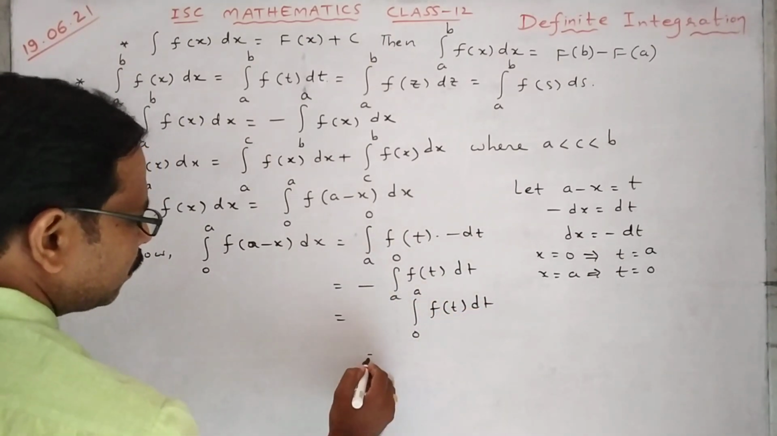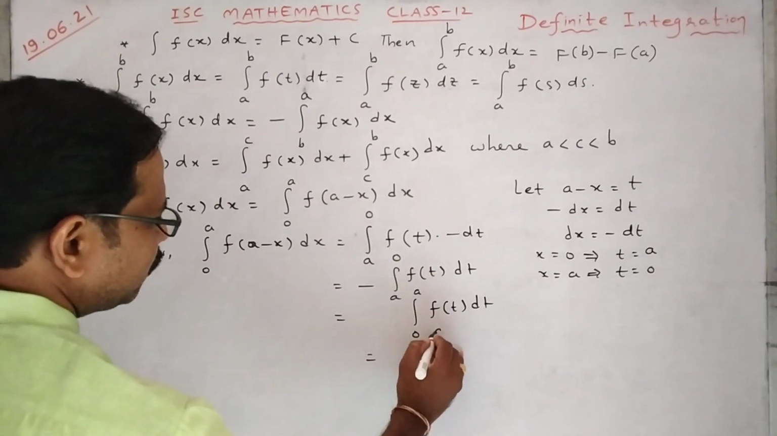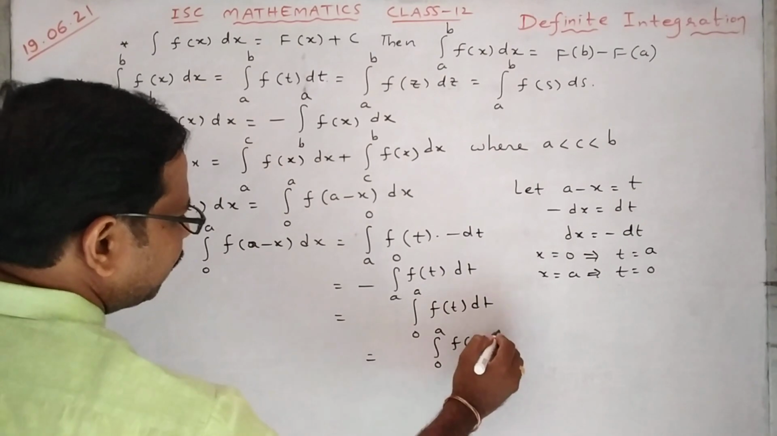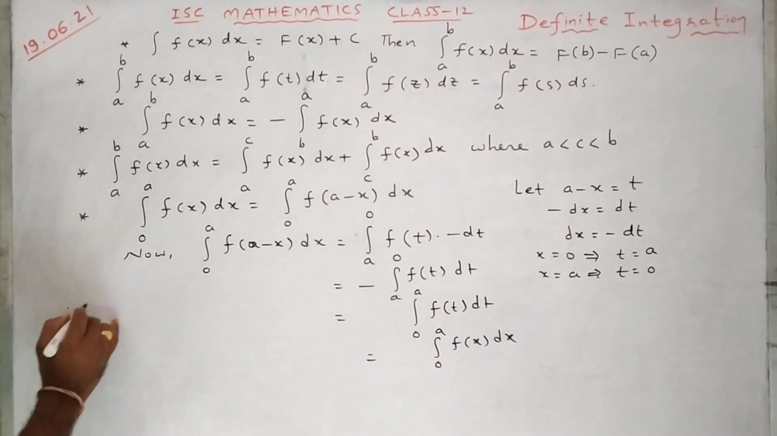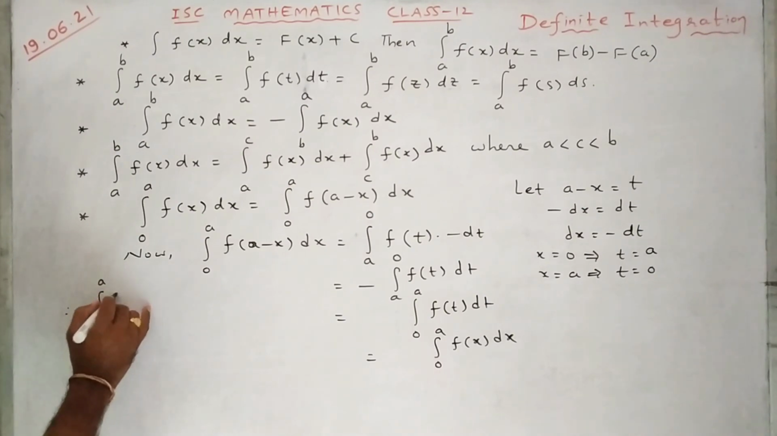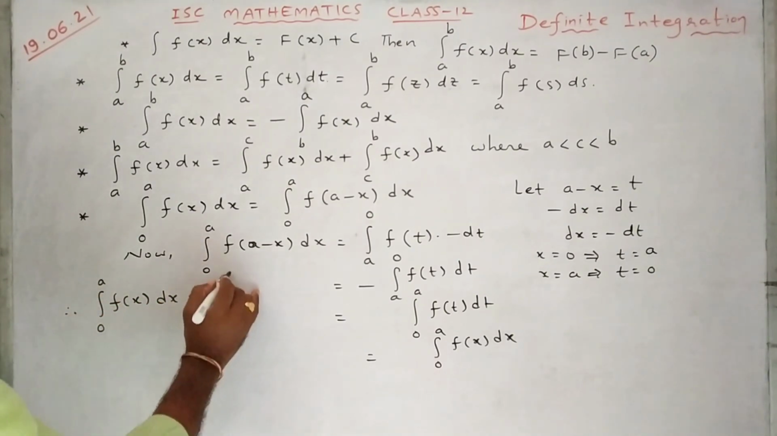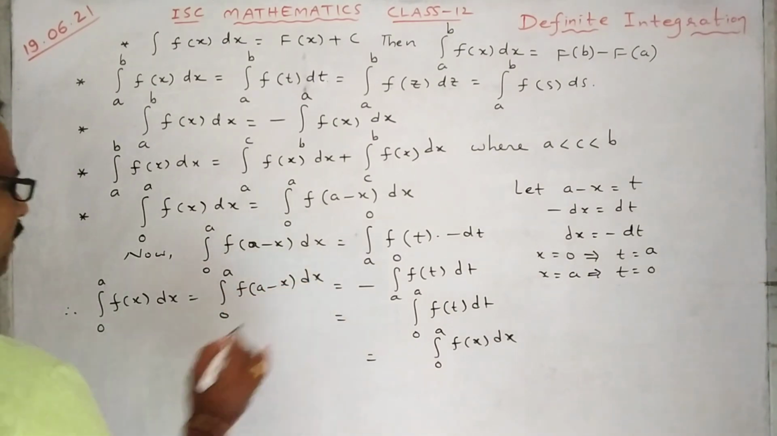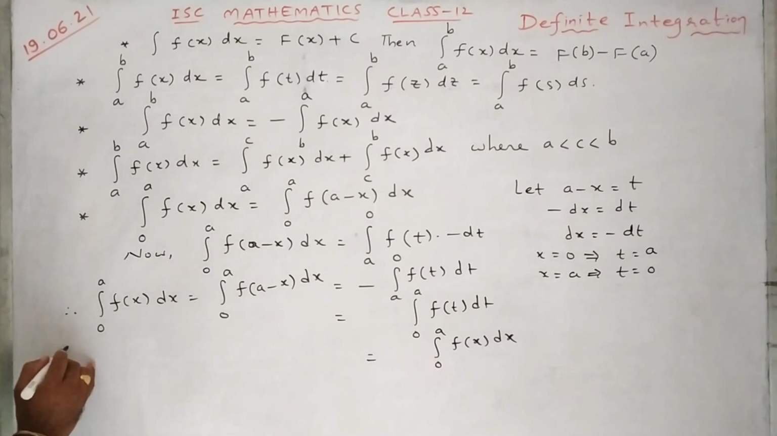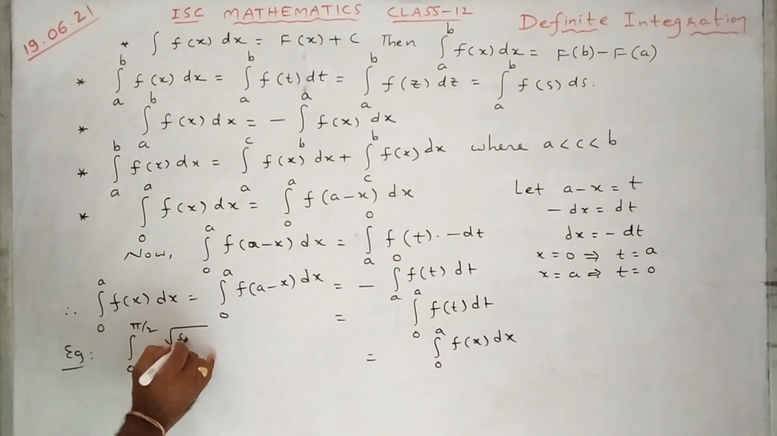As I told you, definite integration is independent of variable. So 0 to a, I can write f of x dx. That is LHS. So therefore, integral 0 to a f of x dx equal to integral 0 to a f of a minus x dx. Don't forget this.